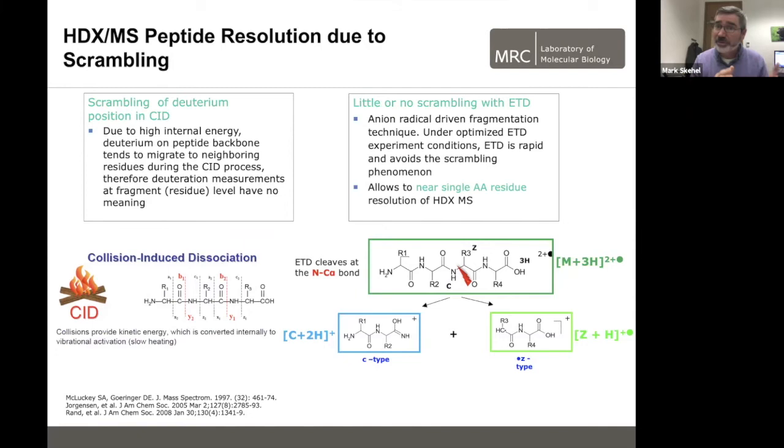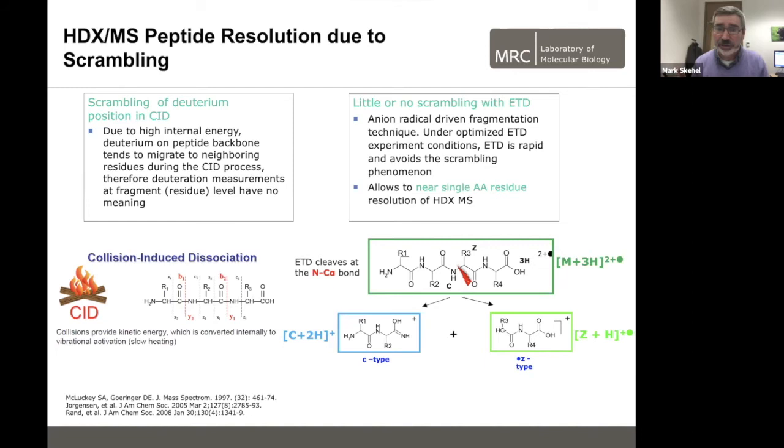And the reason is this: we can't carry out collision-induced dissociation, or what we can, it yields no information. So if we were to do CID of a deuterated peptide to try and gain information from the fragment spectra on where the deuterium is incorporated, what happens is, because it's a fairly hot technique, CID, you get scrambling of the deuterium. So it moves around in the peptide backbone, rendering the information useless.